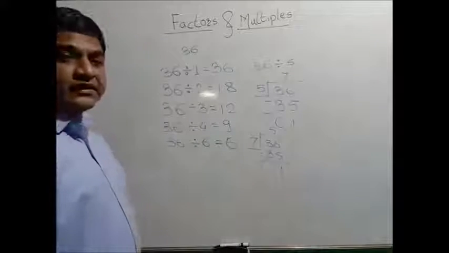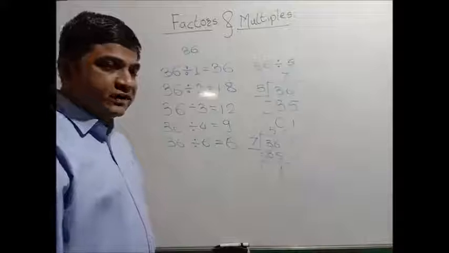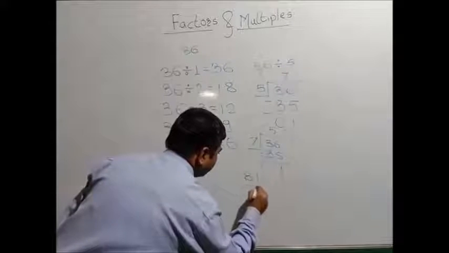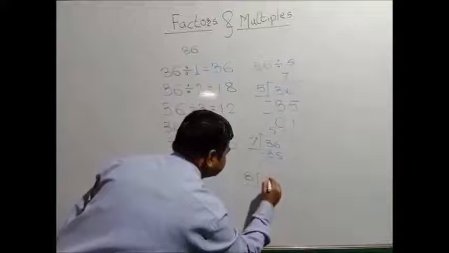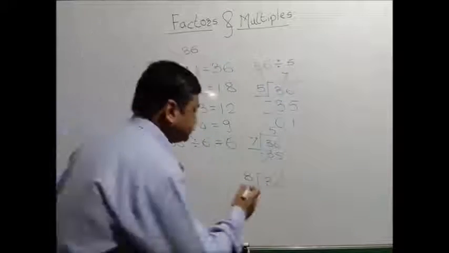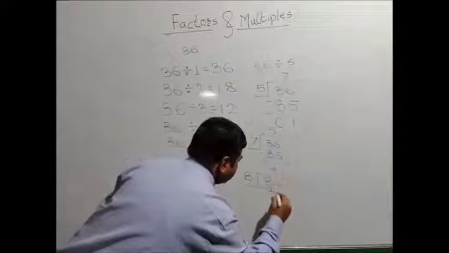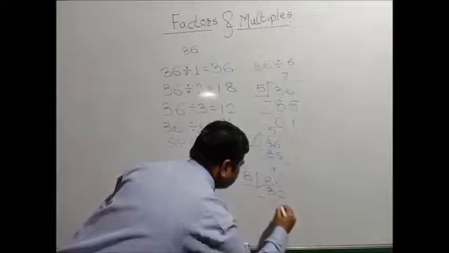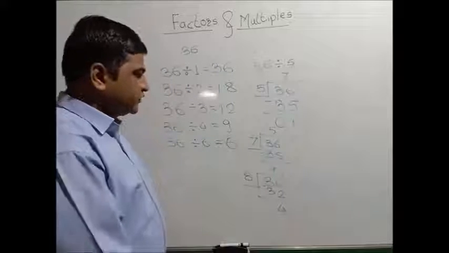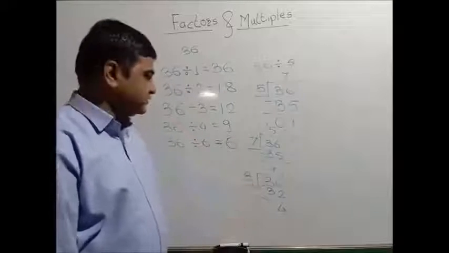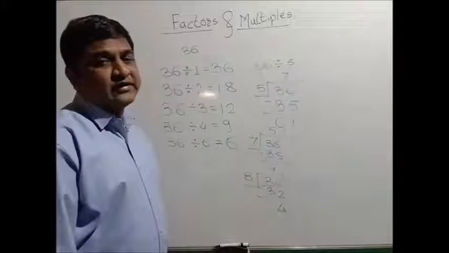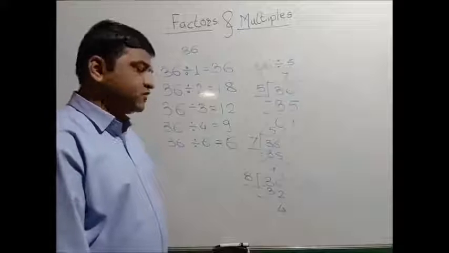Now what about 8? Can we divide 36 by 8? Let us try this. We are dividing 36 by 8. 8 4s are 32. What is the remainder in this case? The remainder is 4. And we cannot completely divide the given number by 8. So 8 cannot be said to be a factor of 36.